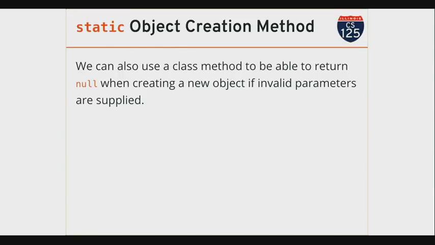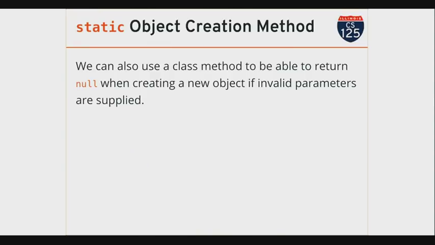So when we talked about object constructors, we pointed out that in Java, one of the limitations of object constructors is that they can't fail. They always return a new instance of the object. So if you pass them invalid parameters, they still have to return an instance. They can't return null or basically say you messed up. A static method, on the other hand, can. It's just another function. So it can return an instance of the object or null if this fails.